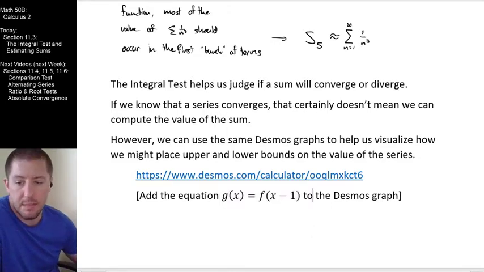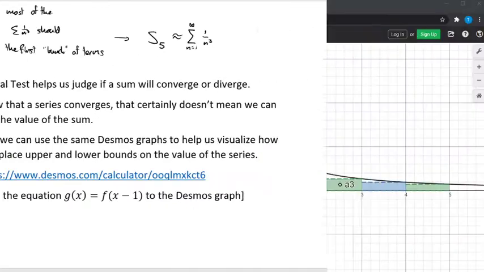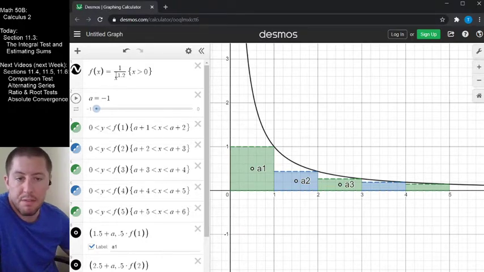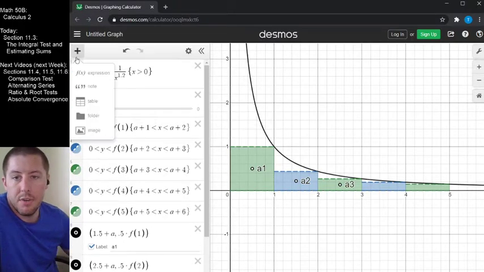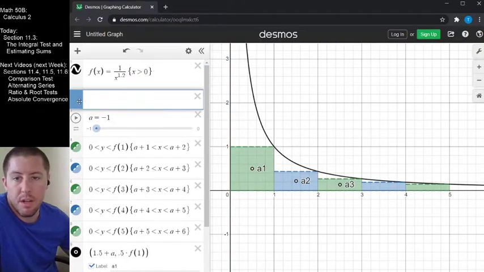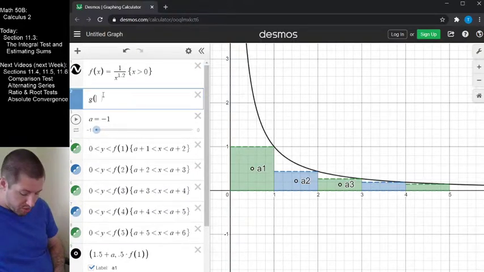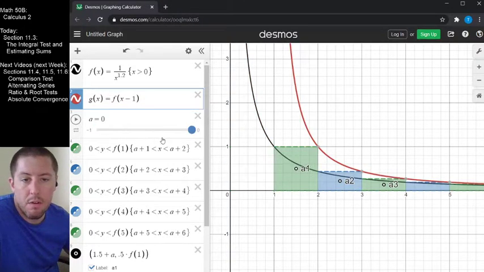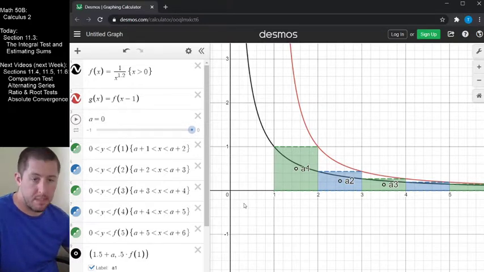So let's go back to our Desmos graph and see if we can see some more things that remind us of Calc 1. I'm going to go back to this graph over here, and importantly, I'm going to add a second function. We have defined the f of x function right here. I'm going to add a new expression, call this g of x, and say it's equal to f of x minus 1. What I want to do is slide this guy back over to here and see this. So here's what I'm seeing.